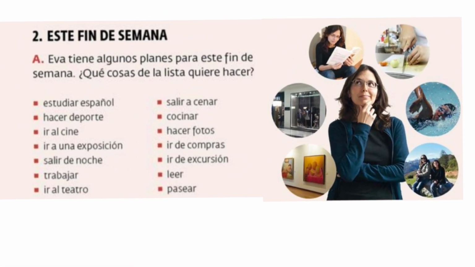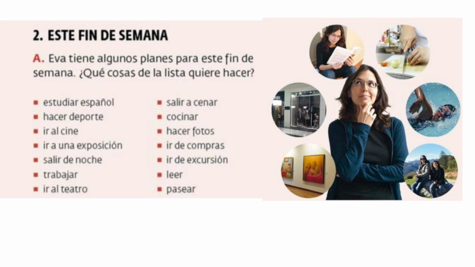In the second exercise also, you have to do the same thing. Eva tiene algunos planes para este fin de semana. ¿Qué cosas de la lista quiere hacer? All you have to do is, you have to see that this girl is Eva, which is in the center, and she has her thoughts listed in these bubbles, okay? So you can watch these thoughts, and from the list that is given here, you can choose what all things Eva likes to do, okay? And whatever she would like to do in her weekend.